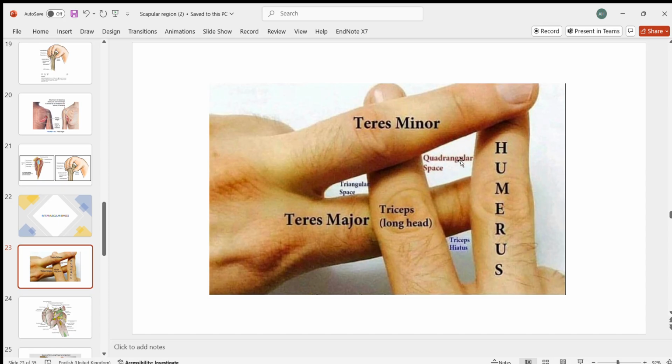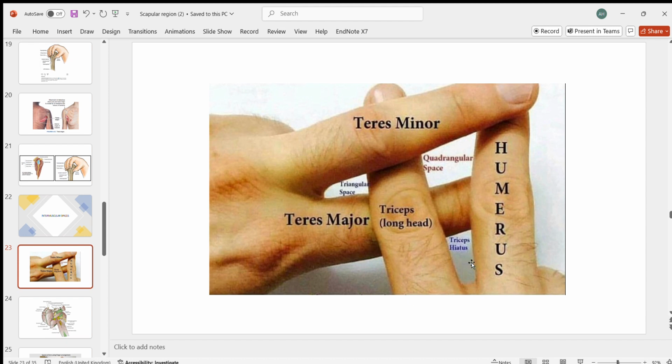Quadrangular space has its lateral boundary formed by humerus, medial boundary formed by triceps, superior boundary formed by teres minor, and inferior boundary formed by teres major. Coming to the upper triangular space, the superior boundary is formed by teres minor, the inferior boundary is formed by teres major, and the lateral boundary is formed by triceps.